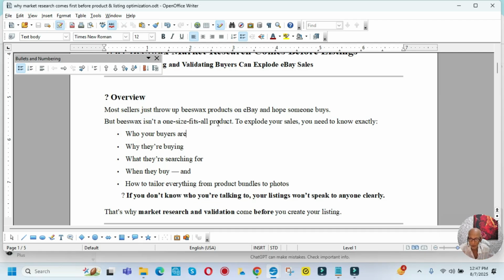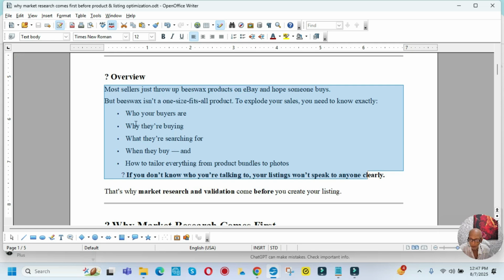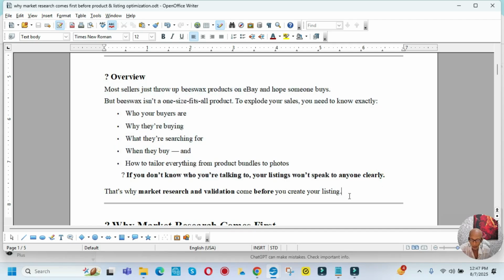So let's go over this. Most sellers just throw up beeswax products on eBay and hope someone buys. But beeswax isn't a one-size-fits-all product. To grow your sales, you need to know exactly who your buyers are, why they're buying, what they're searching for when they buy, and how to tailor everything from product bundles to photos. If you don't know who you're talking to, your listings won't speak to anyone clearly. That's why market research and validation come before you create your listings.